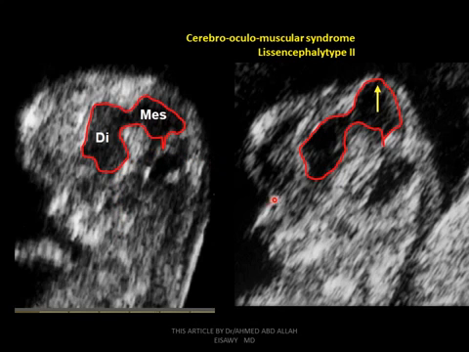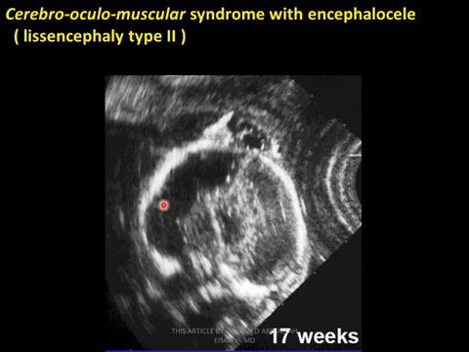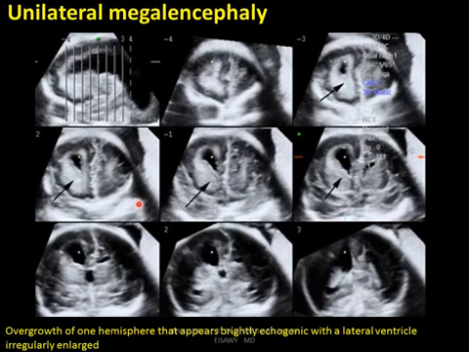Cerebro-oculomuscular syndrome, lissencephaly type 2. Cerebro-oculomuscular syndrome with encephalocele, lissencephaly type 2. Unilateral megalencephaly, the unilateral overgrowth of the cerebral hemisphere, hamartomatous overgrowth. Overgrowth of one hemisphere which appears brightly echogenic with the lateral ventricle irregularly enlarged, as we see in these images. This is unilateral megalencephaly.